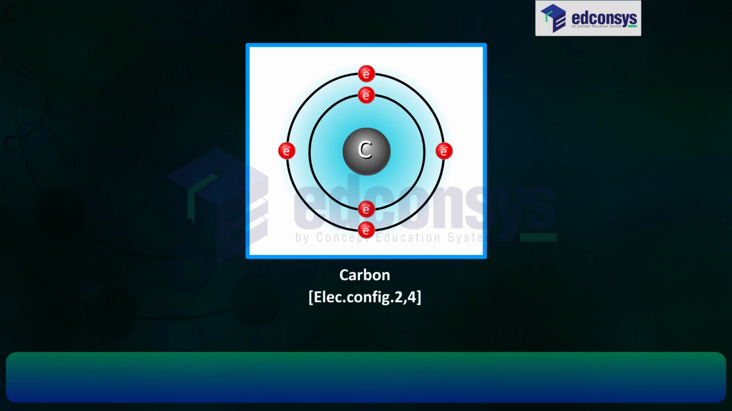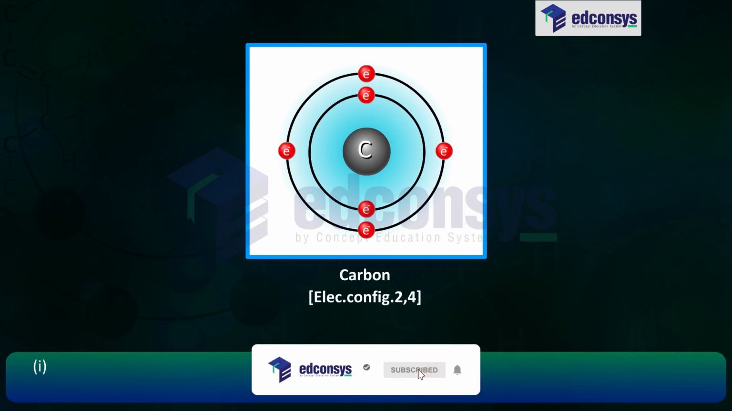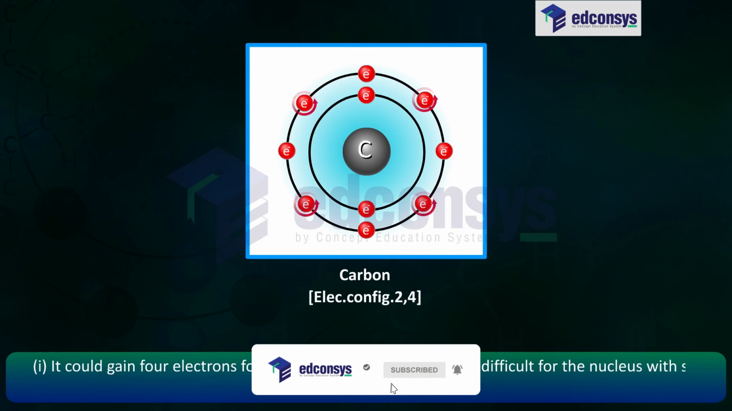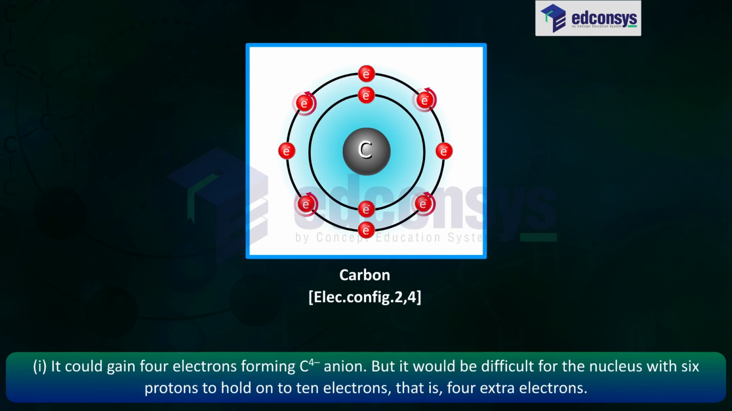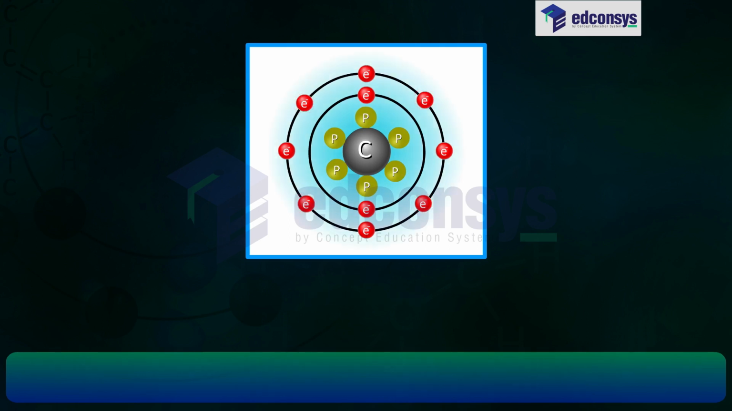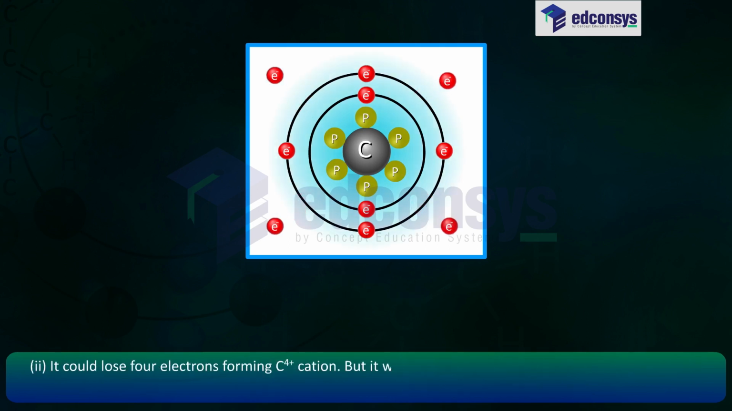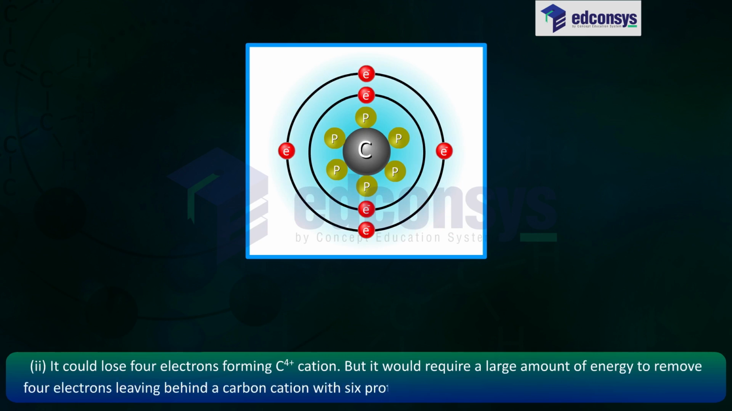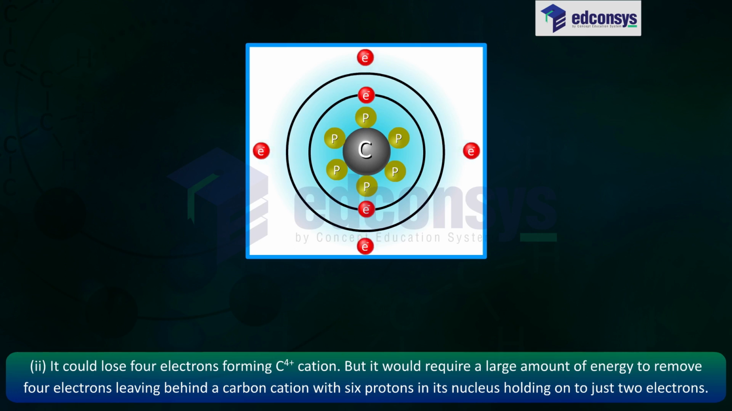If it were to gain or lose electrons, first, it could gain 4 electrons forming C4- anion. But it would be difficult for the nucleus with 6 protons to hold on to 10 electrons, that is 4 extra electrons. Second, it could lose 4 electrons forming C4+ cation, but it would require a large amount of energy to remove 4 electrons, leaving behind a carbon cation with 6 protons in its nucleus holding on to just 2 electrons.